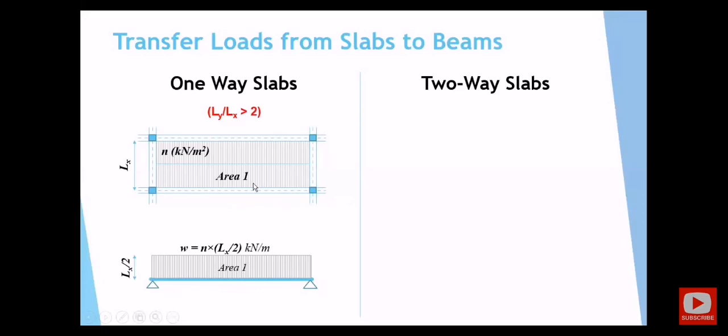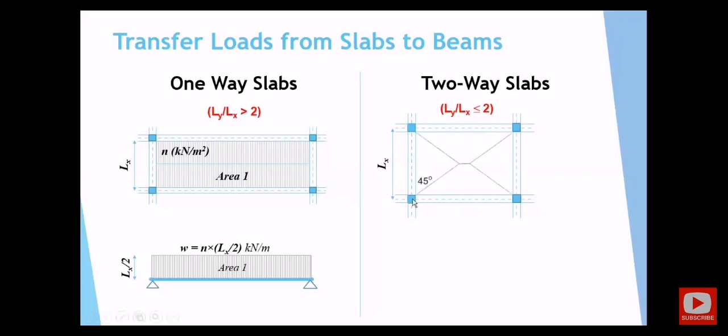All the load will be going to the long beams because the load goes in the short span of the slab. So it will go to the long beam here and the long beam here. This beam and this beam will not take any load from the slab. How about two-way slabs? In two-way slabs, you have Ly over Lx less than or equal to 2. So how to transfer the load in this case?